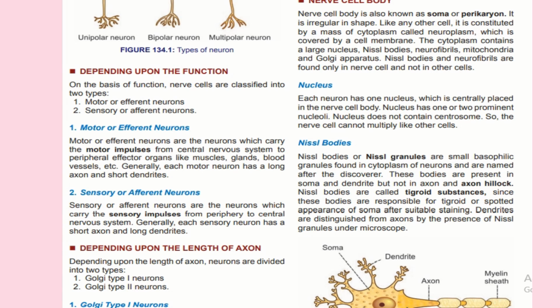Then we have Nissl bodies of the nerve cell body. Nissl bodies or Nissl granules are small basophilic granules found in the cytoplasm of neurons and are named after the discoverer. These bodies are present in soma and dendrite but not in axon or axon hillock. Nissl bodies are called tigroid substances since these bodies are responsible for the tigroid or spotted appearance of soma after suitable staining. Dendrites are distinguished from axon by the presence of Nissl granules under the microscope.